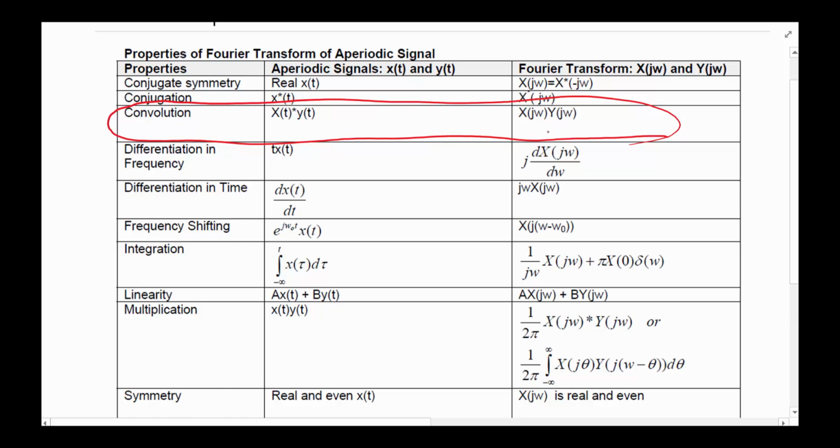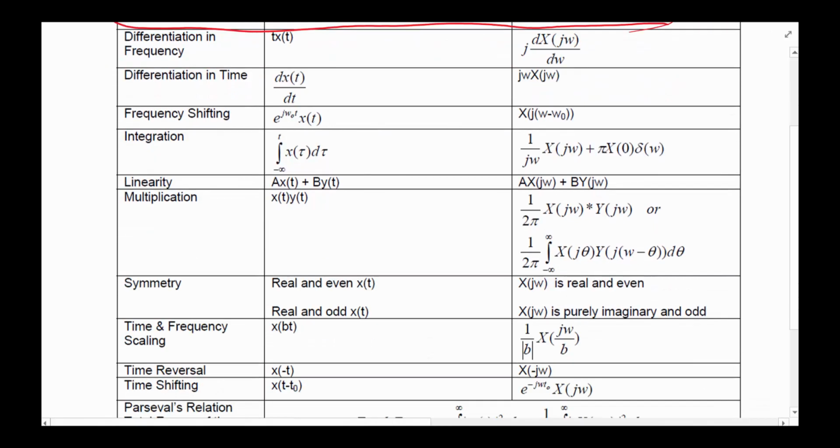That's a pretty big deal, because remember that convolution is a pretty difficult process: you have to find the intervals and then do the integral and all of that kind of stuff. But here it says if it's a convolution in time domain, it's a multiplication in frequency. Awesome. So what's the implication for us?